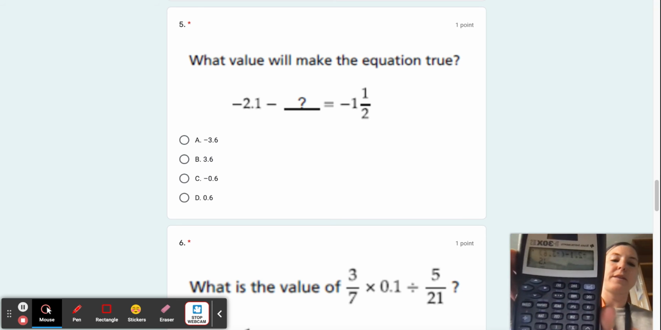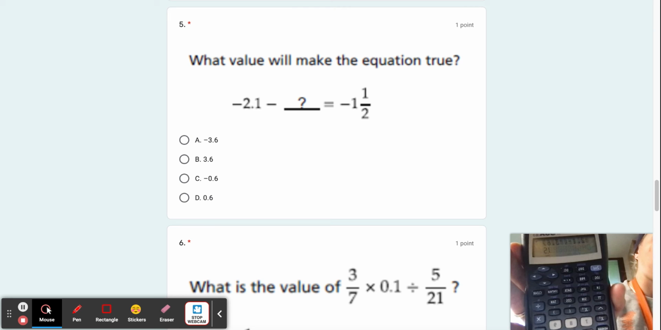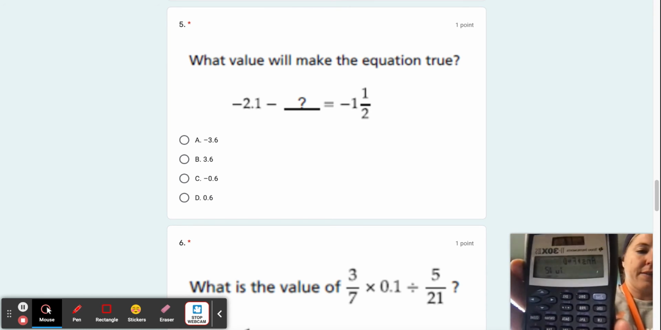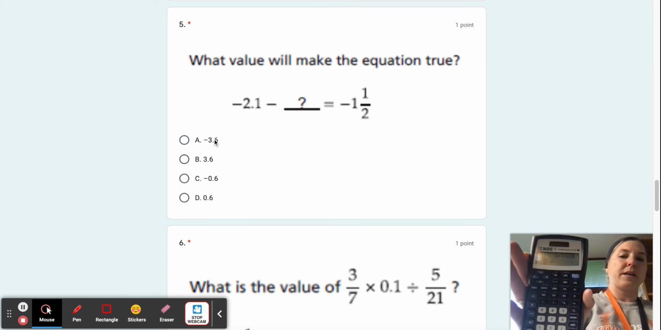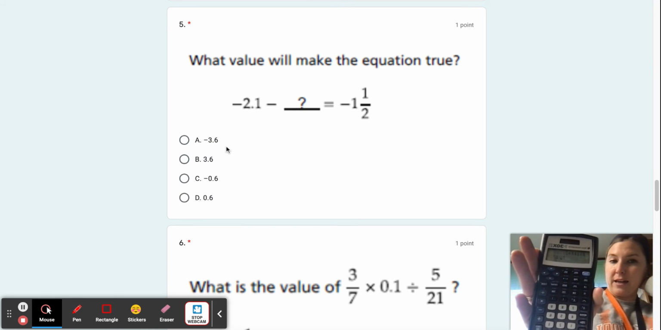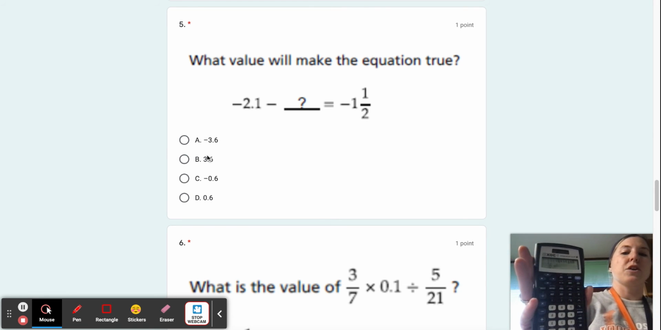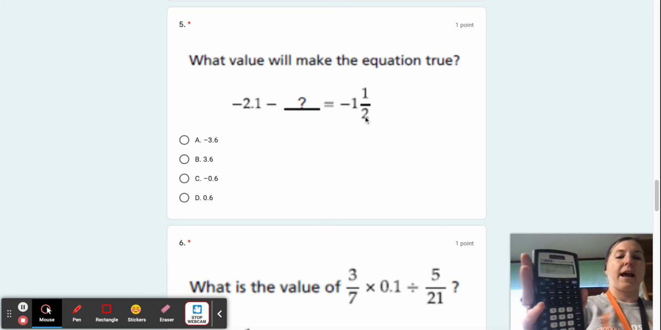Well, if I want to know what that is as a fraction to see if it's negative 1.5, I could just hit second PRB, and that shows me 1 1/2. I know that can't be the right answer though, because I need a negative 1 1/2. So I know choice A is not correct. So you're going to go through and plug in B and C and D until you get negative 1 1/2.